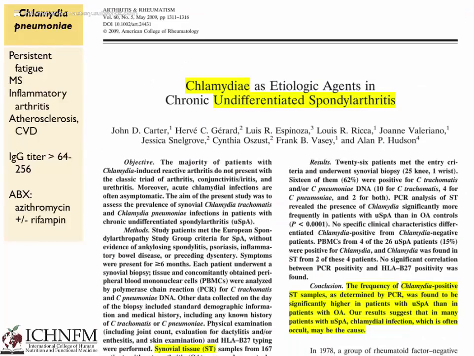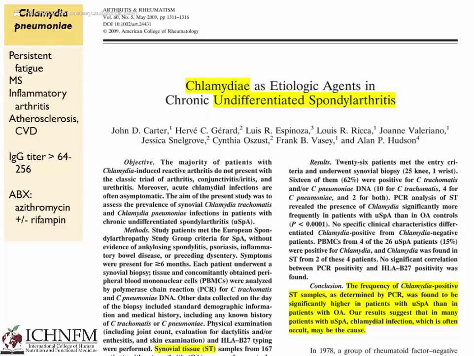Let's move on from there and take a look at this article. Chlamydia as etiologic agents in chronic undifferentiated spondyloarthritis. So what I did very briefly there was establish that chlamydia can create or persist as a chronic kind of smoldering infection. This article associates chlamydia with undifferentiated spondyloarthritis. Let's look at the summary.